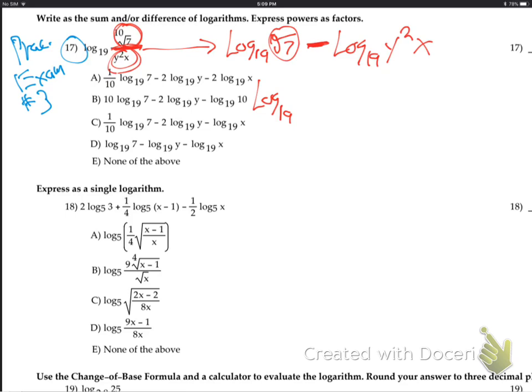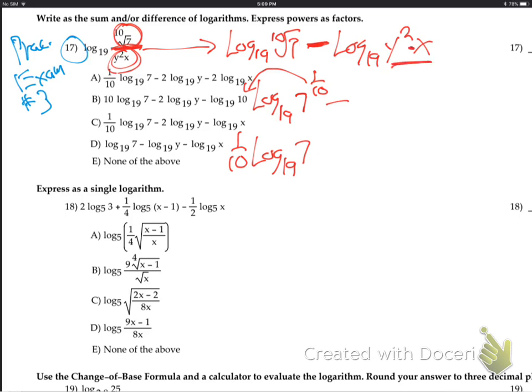This 10th root of 7, that's 7 to the 1/10 power. Remember that numbers in the root, like that 10 here, that 10 that's in the root, that's a 1/10 power, and then that 1/10 power comes to the front. Okay, now the other one, this is y squared times x.